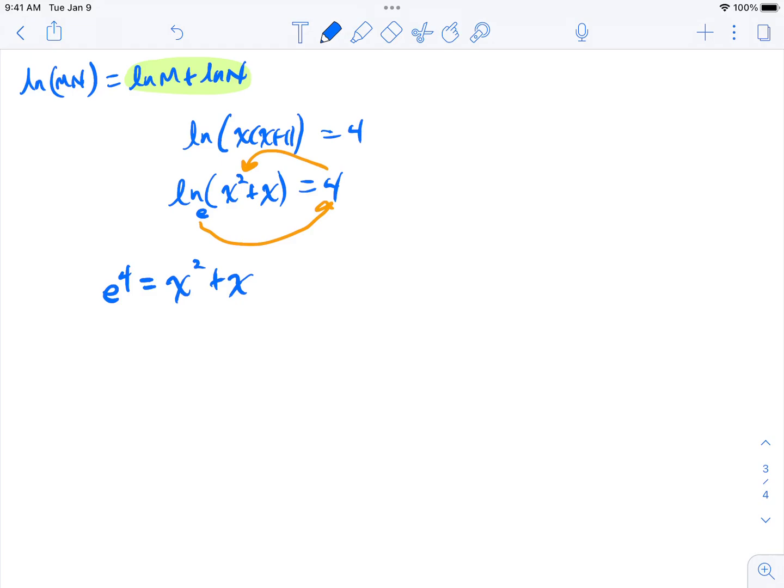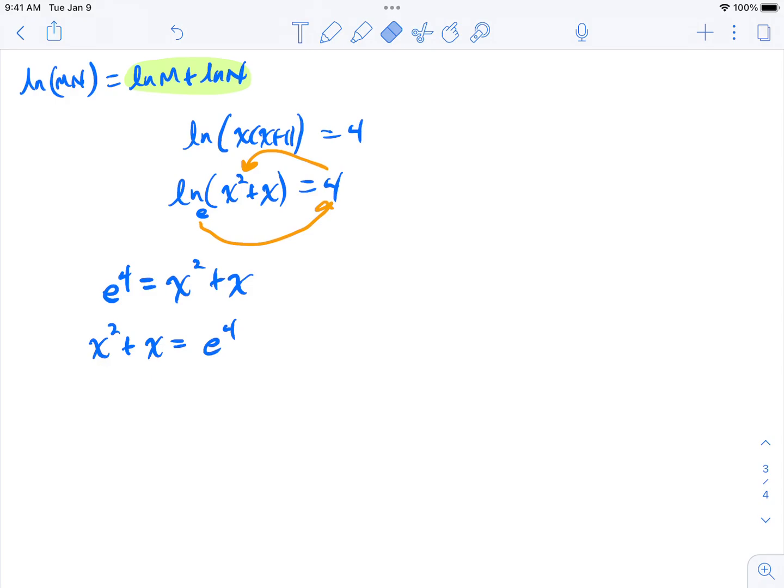Actually, I'm going to just switch the sides around. Remember, x is the thing that we're solving for. So don't let the e throw you too much. e to the 4th is just some number. I don't know what it is, but it's big. It's just a number. What we're solving for is x, okay?